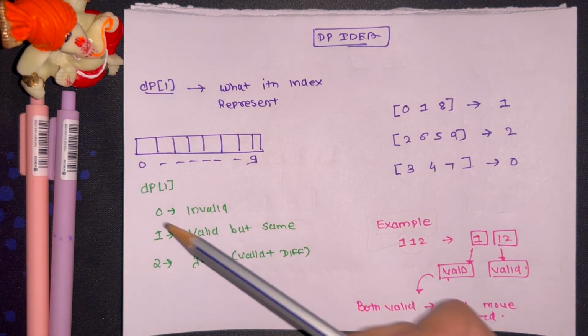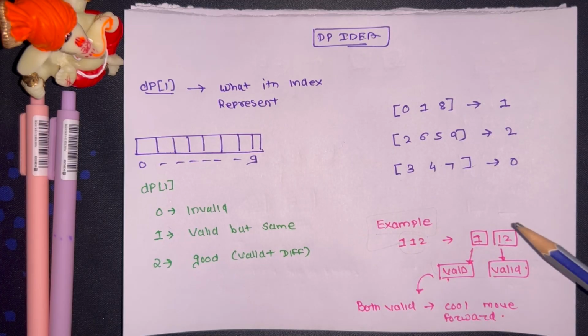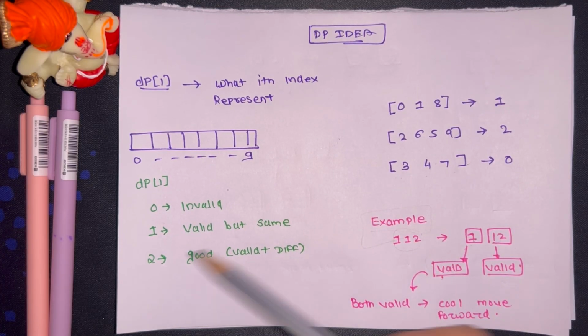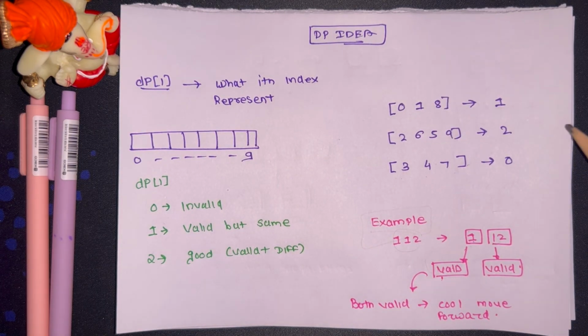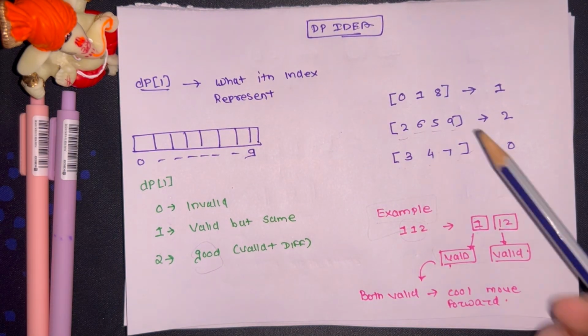So 0 represents that there is a digit in the number which is invalid. So it contains 0, 3, 4 or 7. 1 represents that the digits contain 0, 1, 8, it is valid, and 2 represents that it is a good number. 2 means it contains 2, 6, 5, 9.